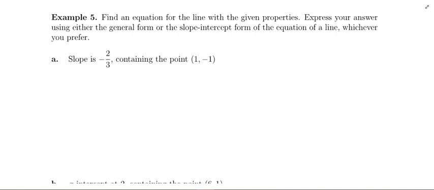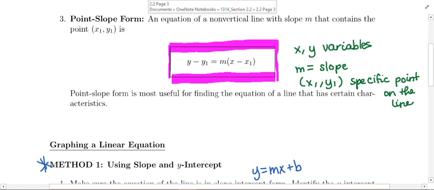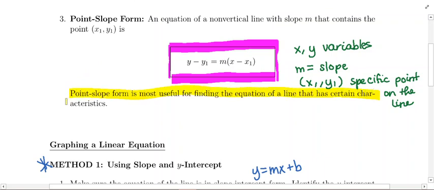If you remember when I was introducing you to the 3 different formats for the equation of the line, at the top of page 3, we talked about point slope form. Under the box, it says point slope form is most useful for finding the equation of a line that has certain characteristics. So this would be a situation in which point slope form is going to help us come up with the y equals mx plus b form of the line.